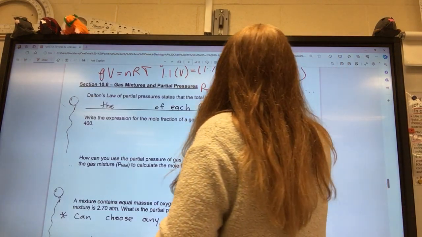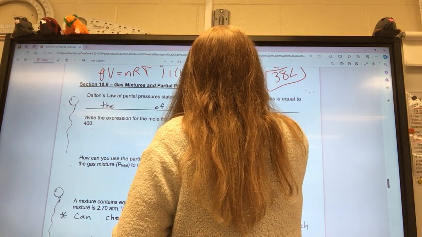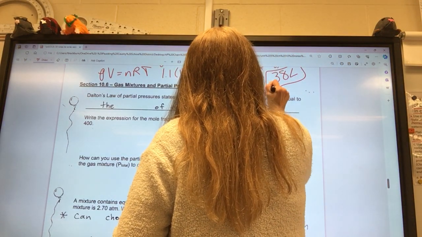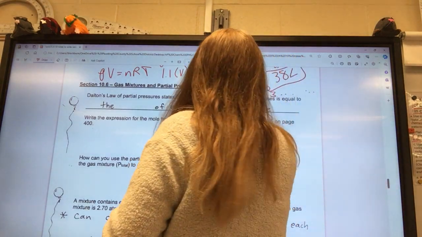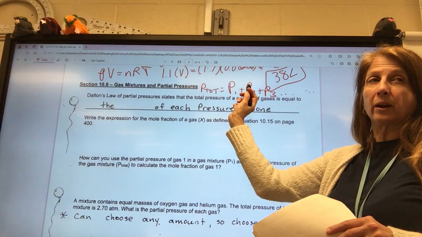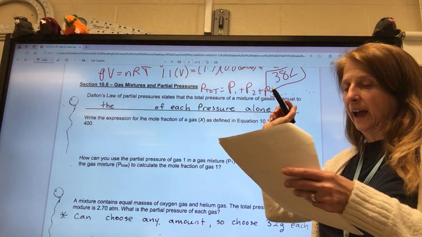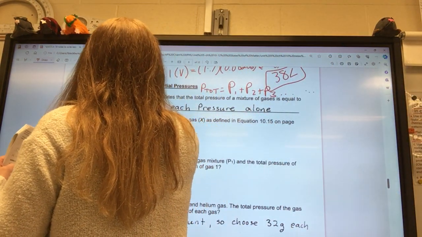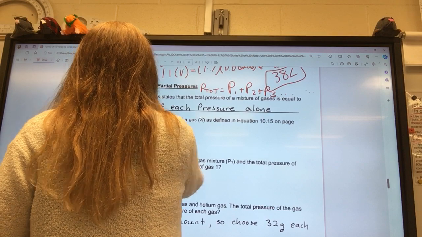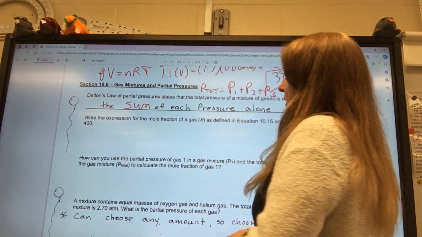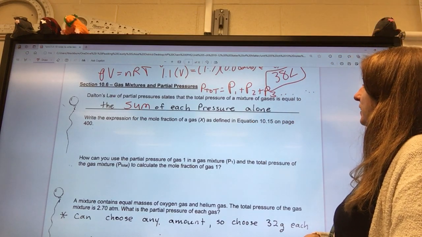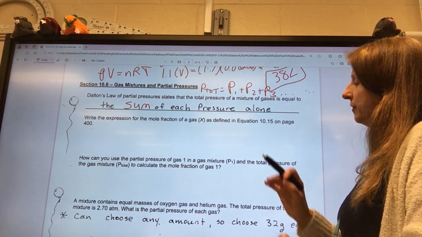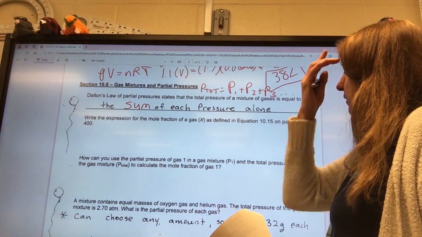P1 plus P2 plus P3... So, what are we doing? Adding, subtracting, multiplying, or dividing? What are we doing? Adding. So the sum of the pressures added up. Dalton's law of partial pressure states the total pressure of a mixture of gas is equal to the sum of each pressure alone. So there's one thing you can do with it.